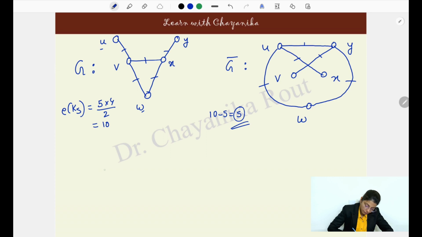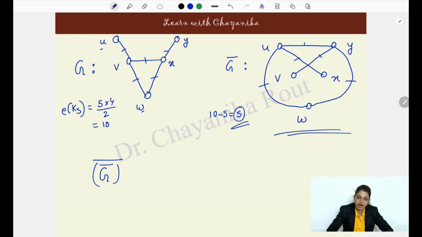Now if we want to find the complement of this complement graph G bar, our job is to find its complement. So that graph will also have the same vertices. Now this is the original graph for us, G bar, and we are drawing its complement: u, v, w, x, y. This is our graph G bar.